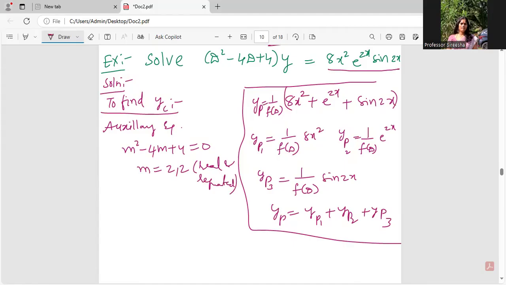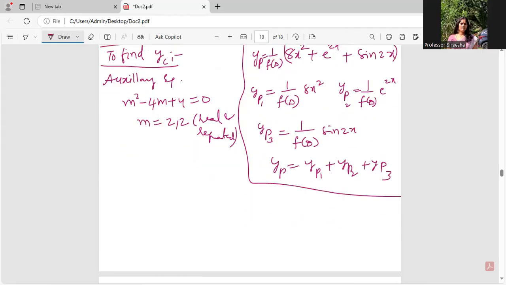Okay. So how will I write the solution? Yc is equal to c1 plus c2x. Whenever I have repeated roots, either real or imaginary, to obtain linearly independent solutions, I'll be writing the solution to be like this. Okay.